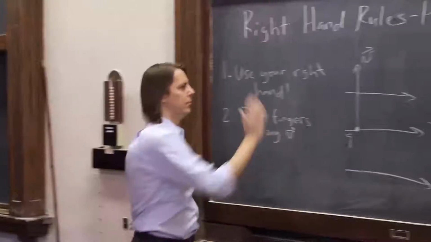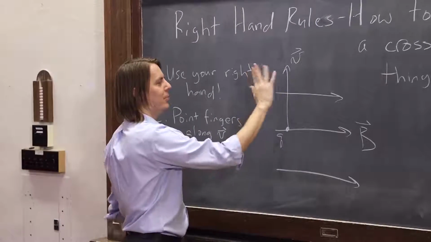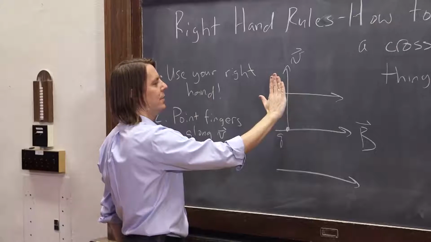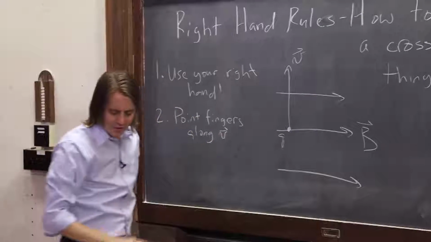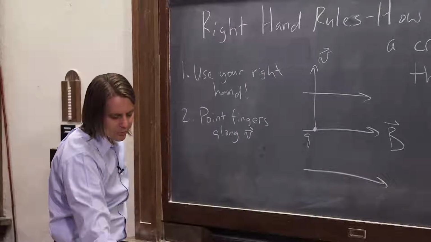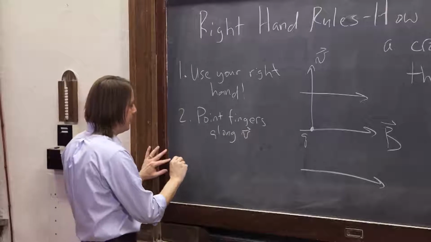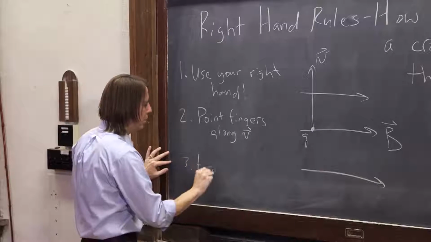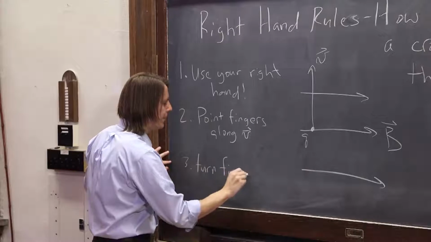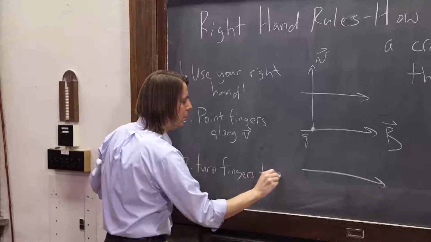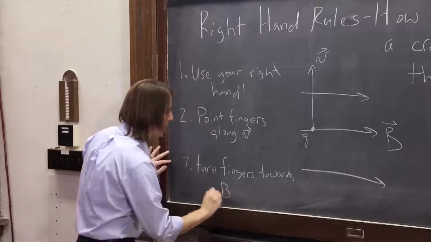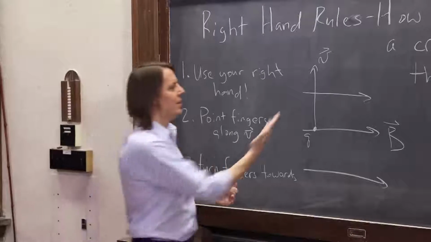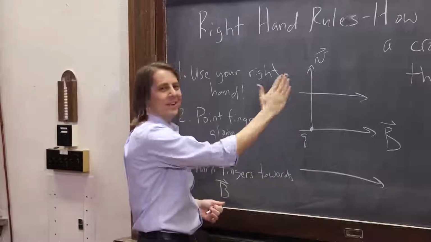Number two is point fingers along V. Well, that's not hard. There's my fingers. This is my thumb. These are my fingers. Point your fingers along V, okay? But then, it's not that simple. Turn them towards B. Turn fingers towards B. And that's when you realize it actually matters which way you have your hand, right?